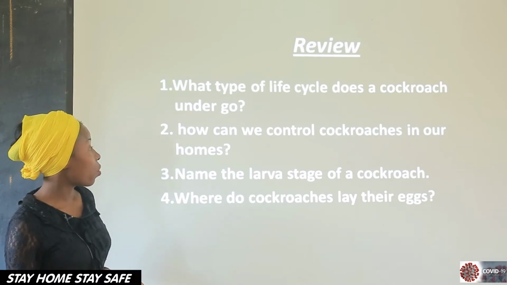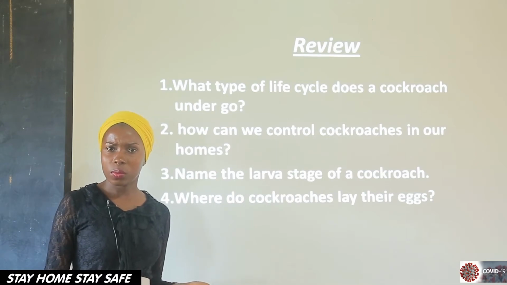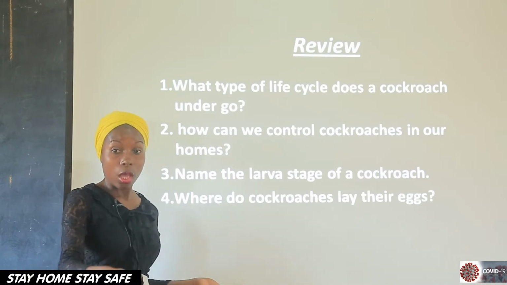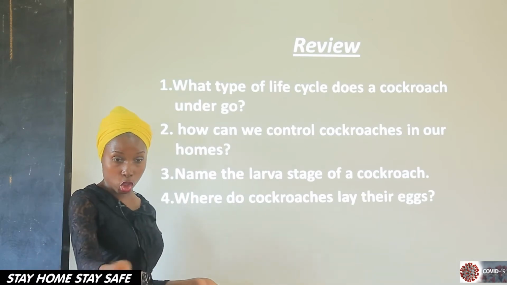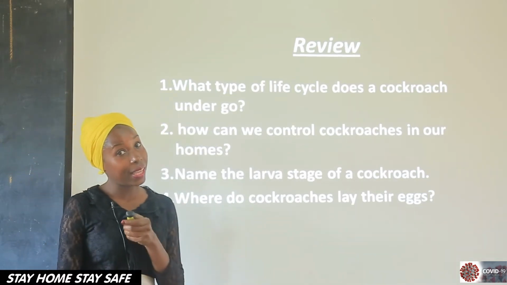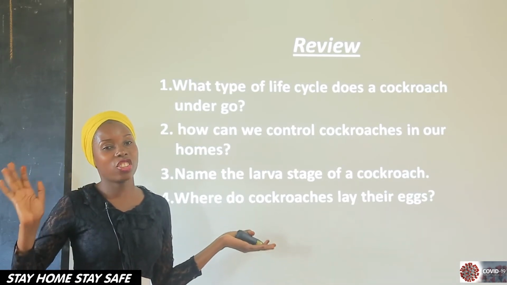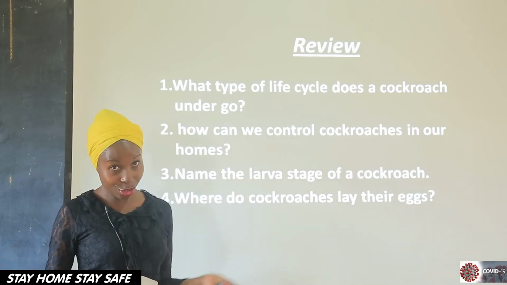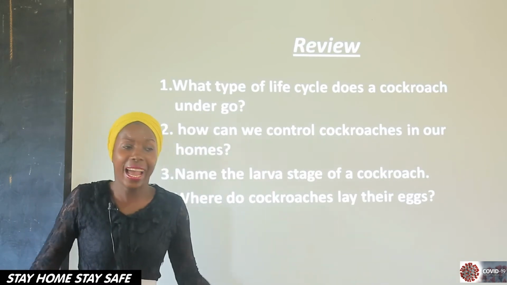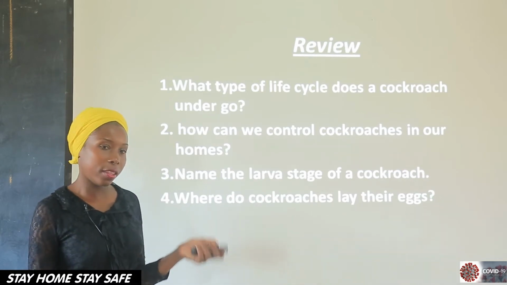Question number 2, how can we control cockroaches in our homes? Of course, by spraying. You see them and you spray. Do you know anything we spray with? Yes, we spray with insecticides. So you spray and then they die. Name the larva stage of a cockroach. You said that is the other word without any vowel. You remember that word? It starts with N and ends with H. Doesn't have any vowel. Yes, the nymph. And where do they lay their eggs? We say they do not like light at all. They like hiding, so they like being in dark places. That's where they will hide and lay their eggs.